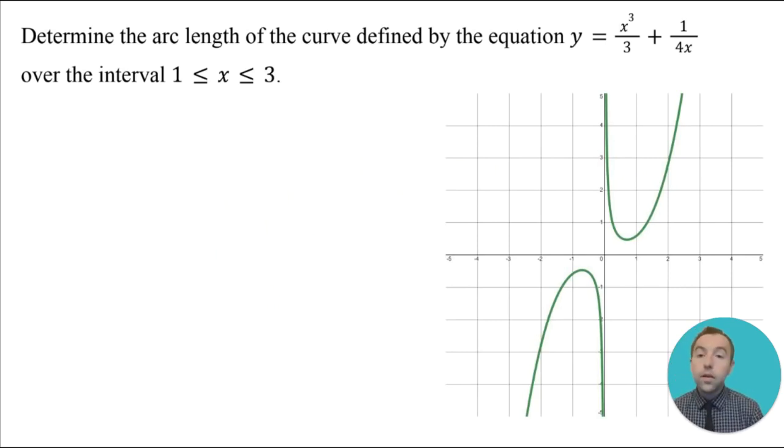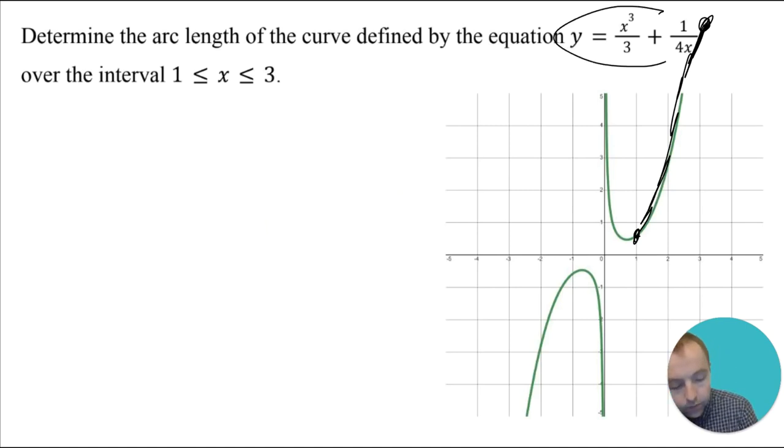So an example of finding arc length here: determine the arc length of the curve defined by the equation y equals x to the third over 3 plus 1 over the quantity of 4x over the interval from 1 to 3 along the x-axis. So, pictorially, you're just trying to figure out between 1 and 3, so somewhere up here, it's going to go off the graph, right? You're just figuring out how long that little arc is going to be, right?